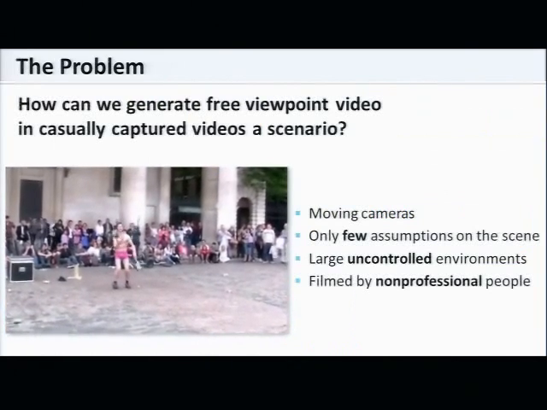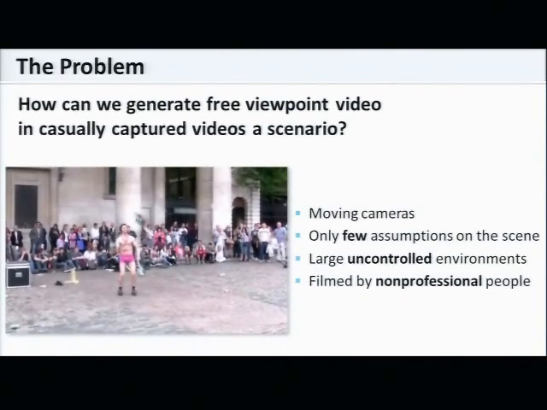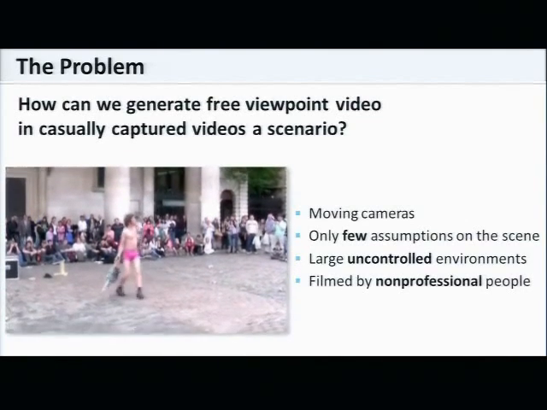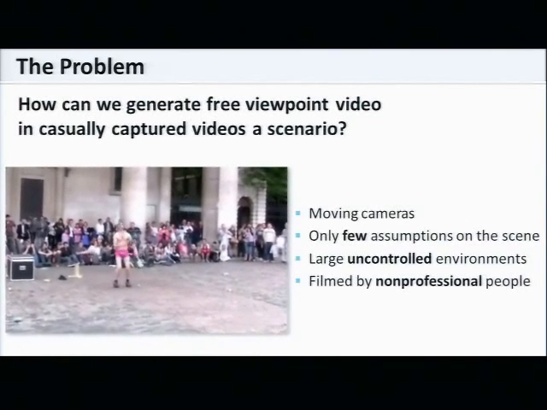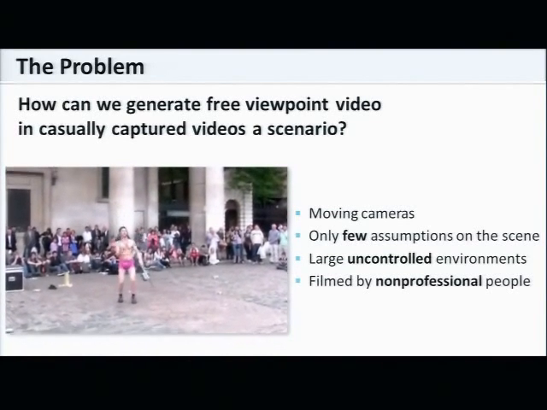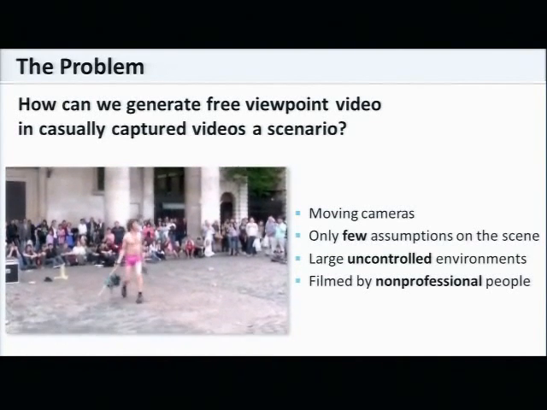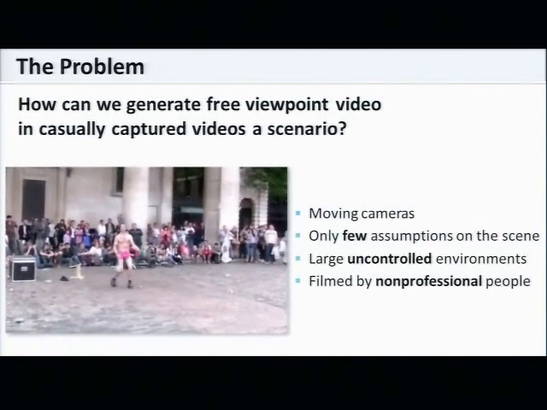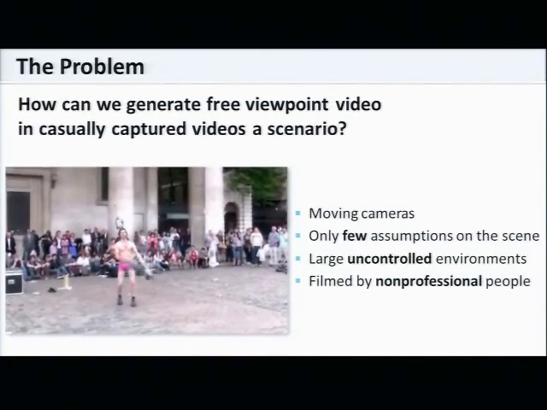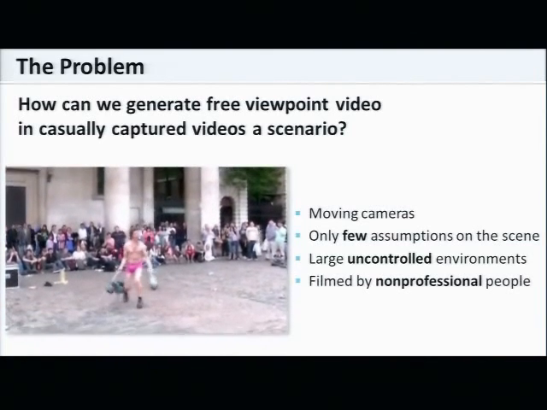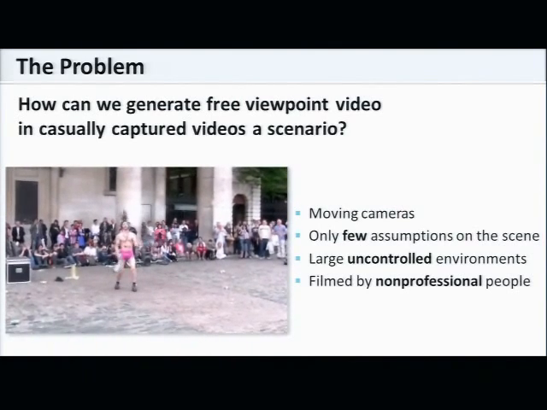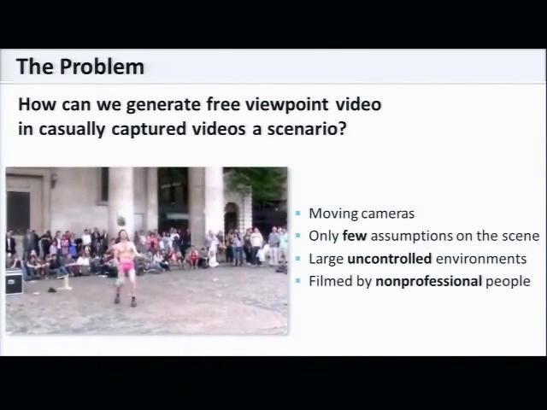However, what we want to solve is how to generate free viewpoint video from videos casually captured by people with their cell phones or camcorders when they go to an event, such as this guy in Covent Garden, and they record this event. Here we have cameras that are moving, a large uncontrolled environment, and they are filmed by non-professional people, because you cannot predict what they do.